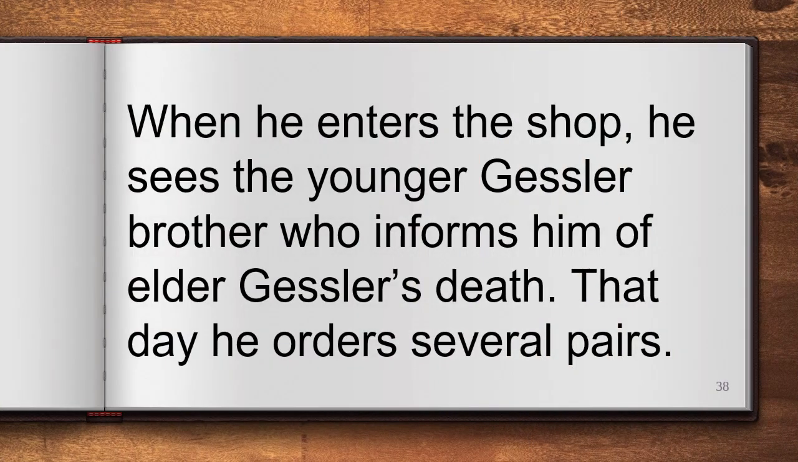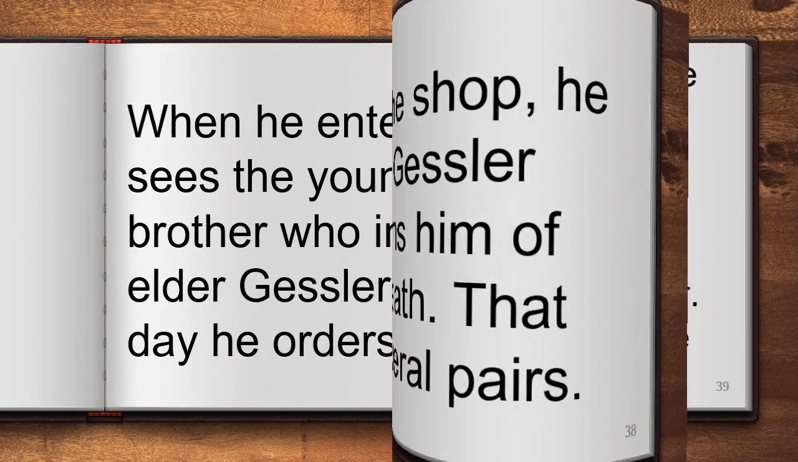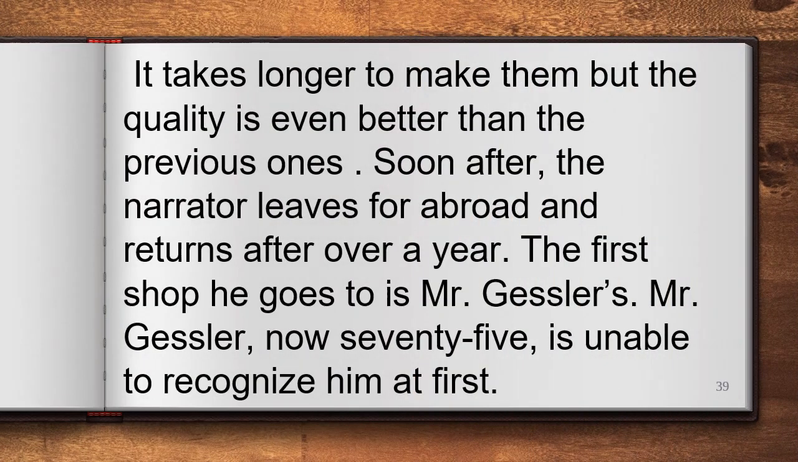When he enters the shop, he sees the younger Gessler brother who informs him of elder Gessler's death. That day he orders several pairs. It takes longer to make them, but the quality is even better than the previous ones. Soon after, the narrator leaves for abroad and returns after over a year. The first shop he goes to is Mr. Gessler's. Mr. Gessler, now 75, is unable to recognize him at first.